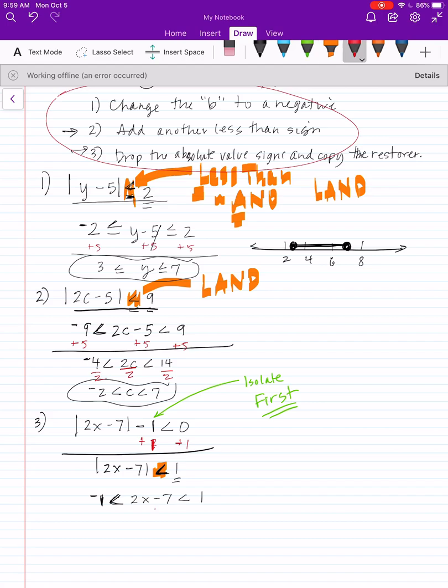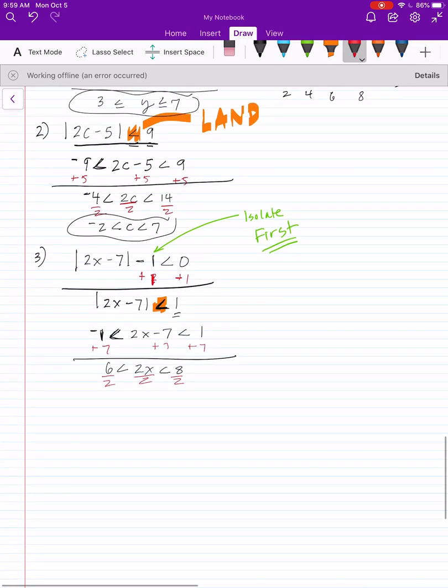All right, so now I solve. I add 7, I add 7, I add 7. And that gives you negative 1 plus 7 is 6, which is less than 2x, which is less than 8. Divide by 2 in all three parts. So 6 divided by 2 is 3, which is less than x, which is less than 4.